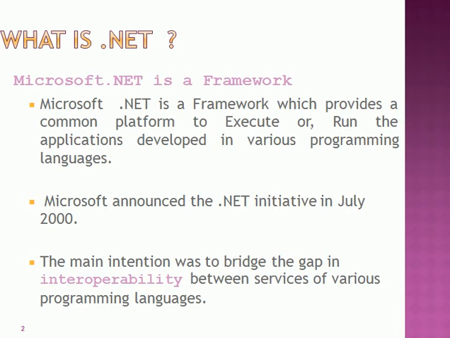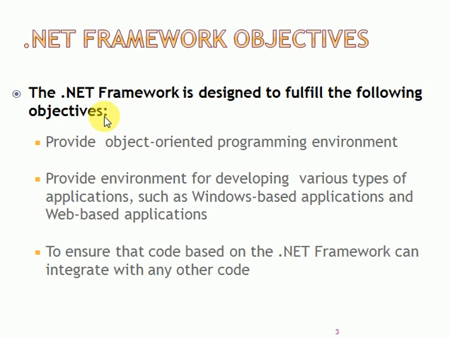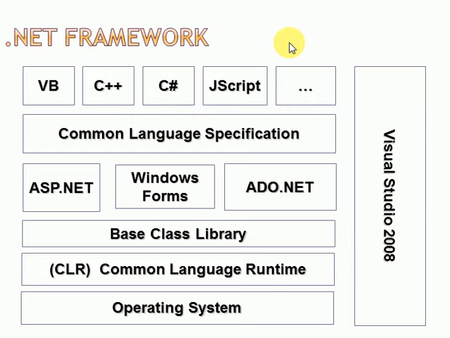The main intention was to bridge the gap between interoperability services of various programming languages. The .NET framework is designed to fulfill the following objectives: provide object-oriented programming environment, provide environment for developing various types of applications such as window-based applications and web-based applications, and ensure that code based on the .NET framework can integrate with any other code. So this is the structure of the .NET framework.